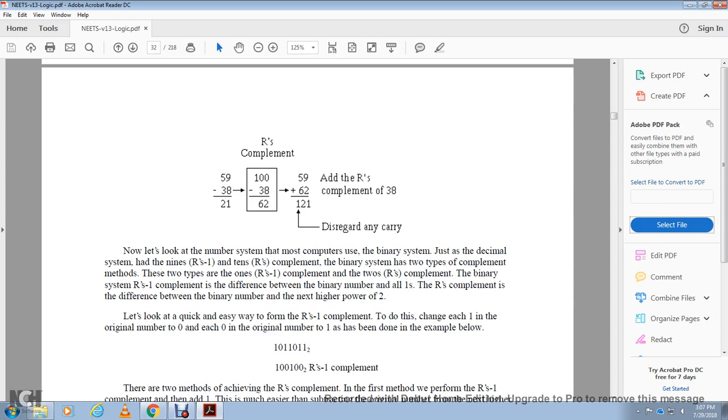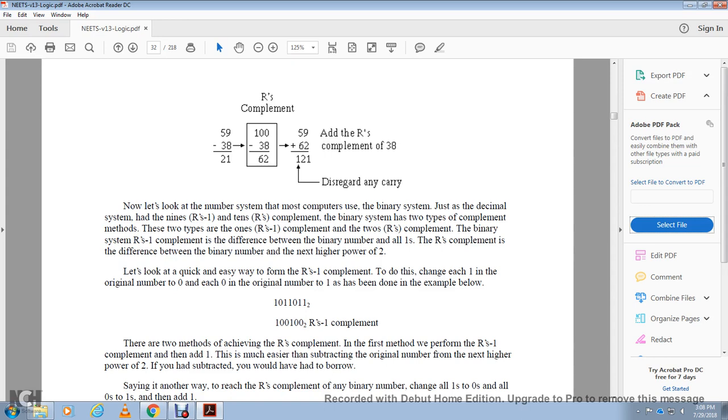But let's look at the quick, easy way with the radix minus 1 complement: change each 1 of the original number to 0, and each 0 of the original number to 1. Let's do it with an example. So you'd have 1 0 1 1 0 1 1 base 2, which would be 0 1 0 0 1 0 0, the radix minus 1 complement.